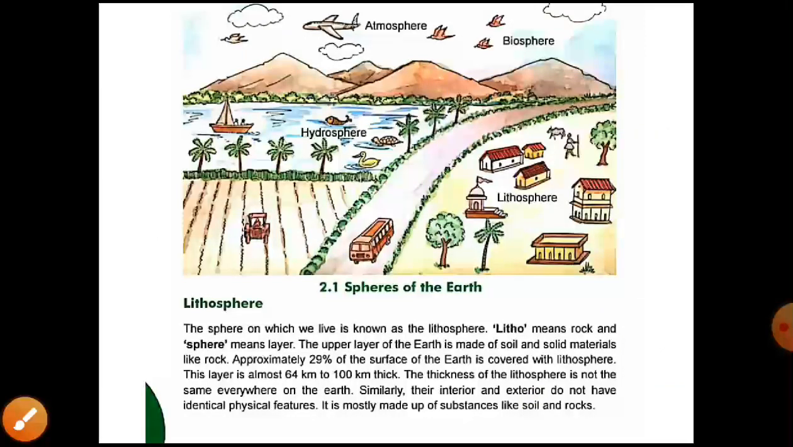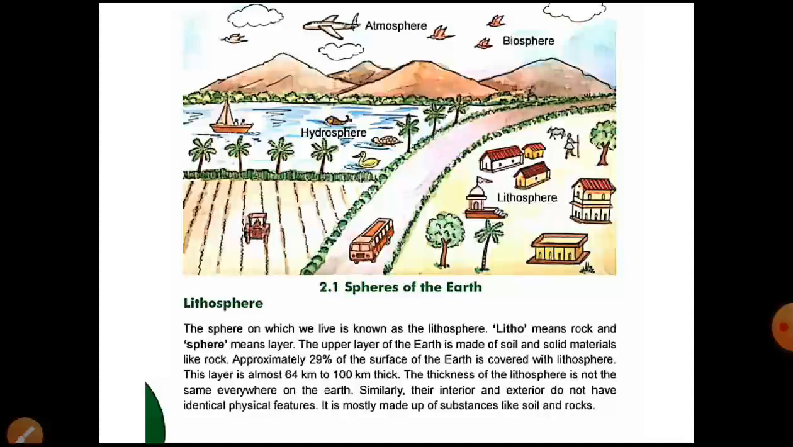The thickness of the lithosphere is not the same everywhere on the earth. We can't see the same thickness of 100 kilometers from the earth surface everywhere. Somewhere it is only 10 kilometers, 20 kilometers, 30 kilometers, 64 kilometers, or 100 kilometers. The thickness is different in different places.